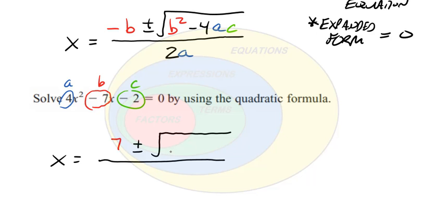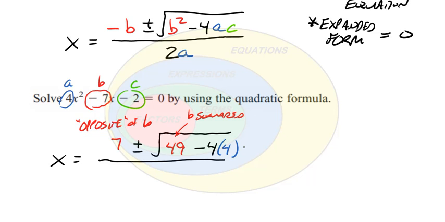And then underneath the square root is b squared. Well, negative 7 squared would be 49. So this is b squared. The 7 is the opposite of b. And again, I'd rather remember it that way than plugging in negative b plus or minus b squared. I just like to evaluate those as I plug them in. Then keeping with the formula, the next term underneath the square root is negative 4 times a, so that'd be times 4, and then times c, and c is negative 2.